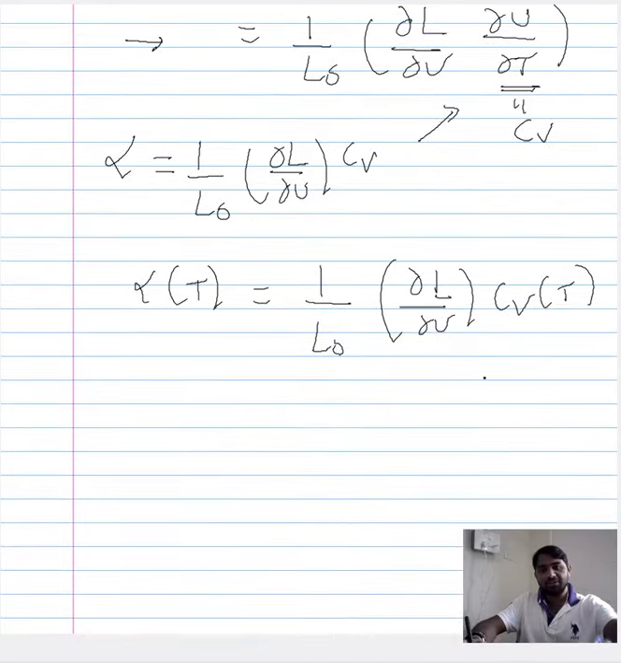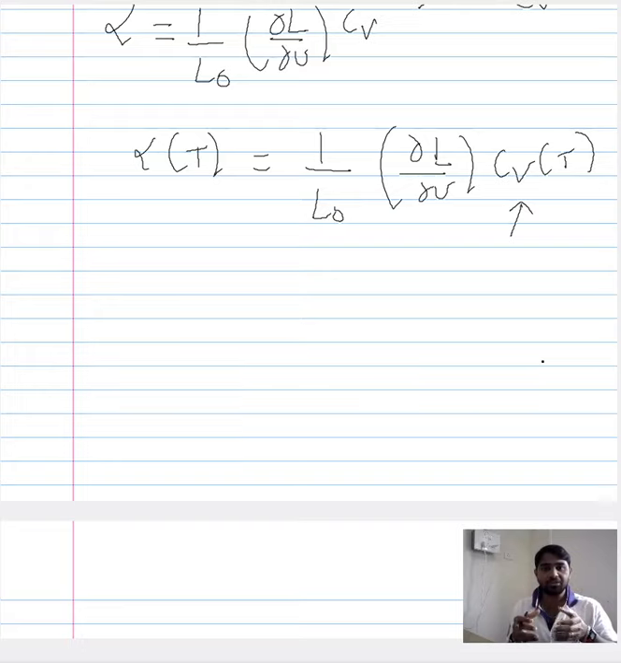And once we have introduced the heat capacity at constant volume in this formulation, the way the coefficient of thermal expansion changes with temperature will be similar to the way in which the heat capacity at constant volume changes. So the change in the coefficient of thermal expansion with temperature just reflects the change in the heat capacity at constant volume with temperature.